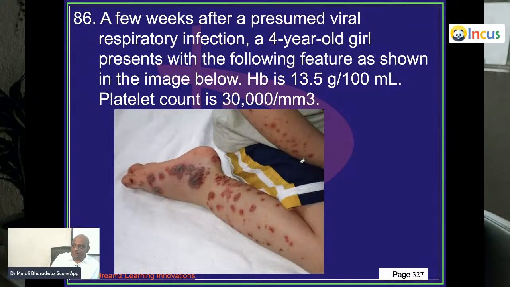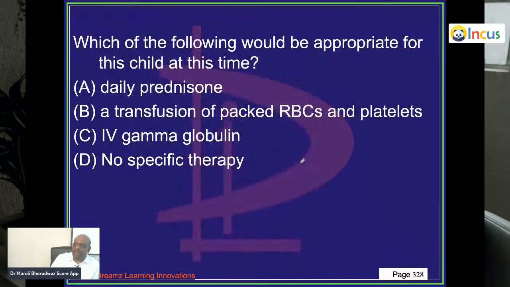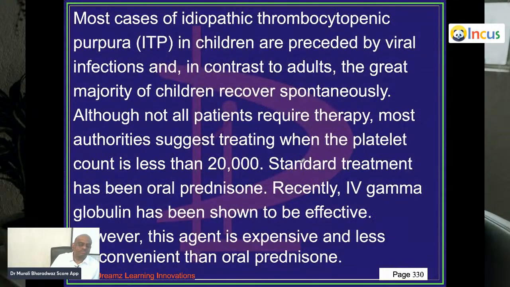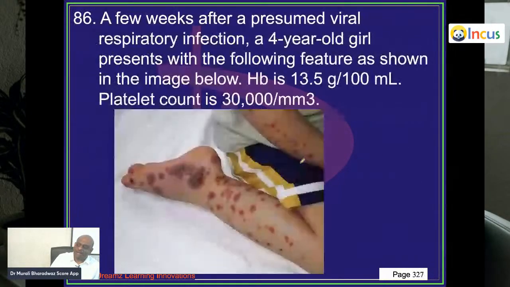After a viral respiratory infection, the patient's platelet count fell down, right? And developed this. What is this called as? Idiopathic thrombocytopenic purpura or immune thrombocytopenic purpura. Generally, you don't need to treat much in case of ITP. Platelet transfusions are not required unless active bleeding is there.